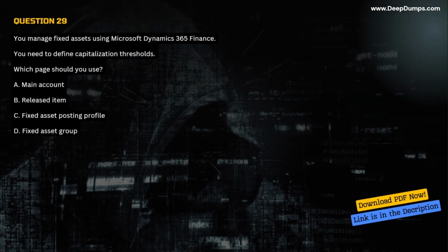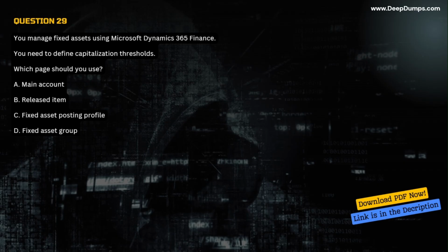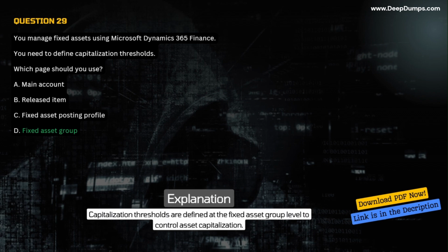Question 29. You manage fixed assets using Microsoft Dynamics 365 Finance. You need to define capitalization thresholds. Which page should you use? A. Main account. B. Released item. C. Fixed asset posting profile. D. Fixed asset group. Correct answer D. Fixed asset group. Explanation. Capitalization thresholds are defined at the fixed asset group level to control asset capitalization.